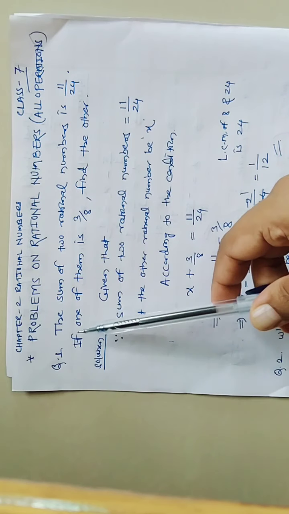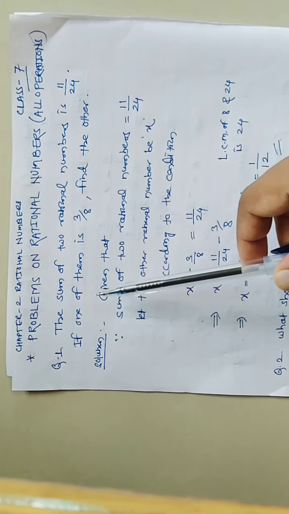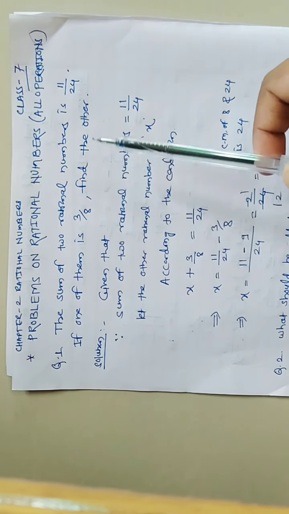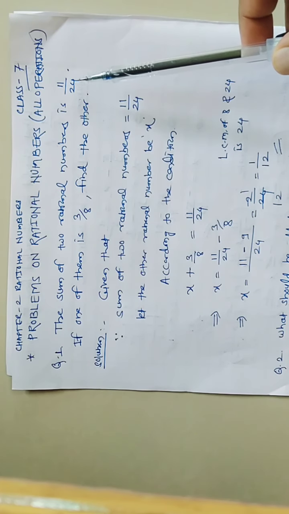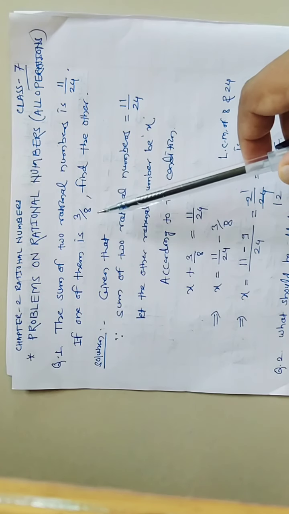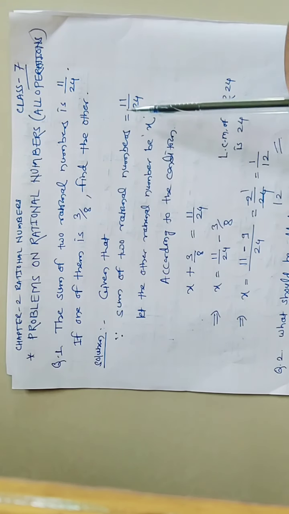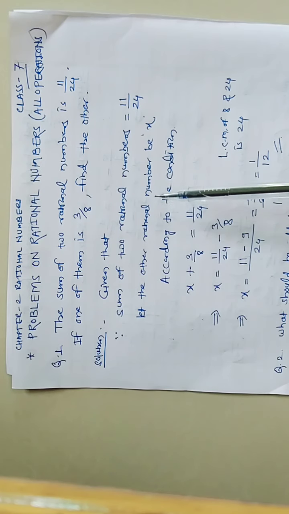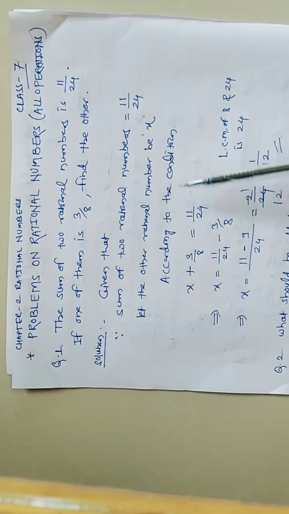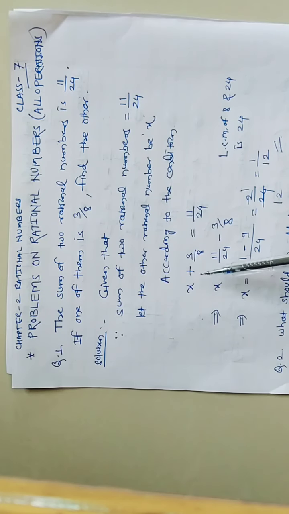The first question: the sum of two rational numbers is 11 divided by 24. If one of them is 3 divided by 8, find the other. The sum of two rational numbers is 11 upon 24, which is given, and we know one rational number is 3 upon 8. Let the other rational number be x. According to the condition, x plus 3 divided by 8 is equal to 11 divided by 24.